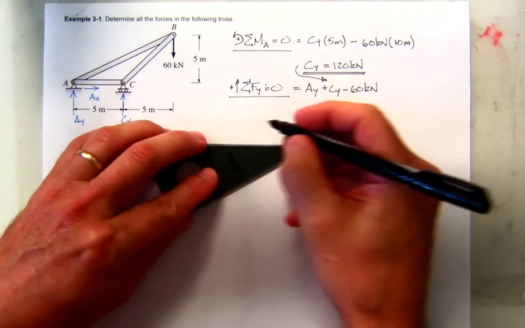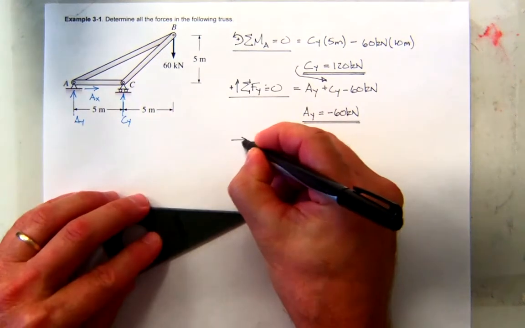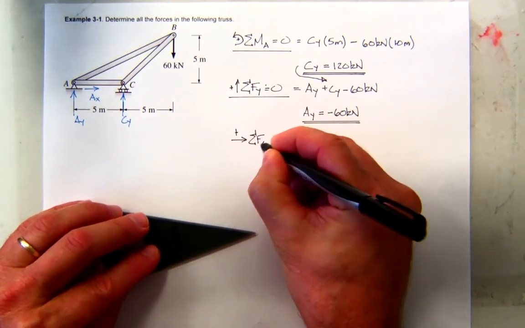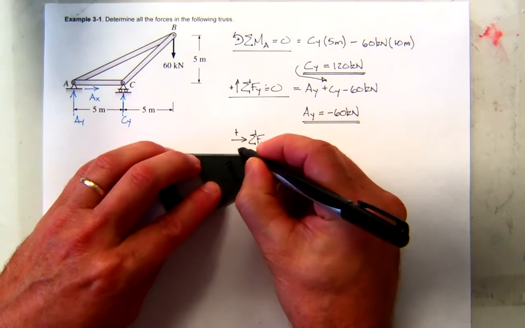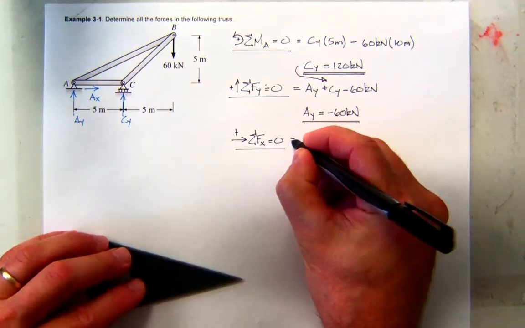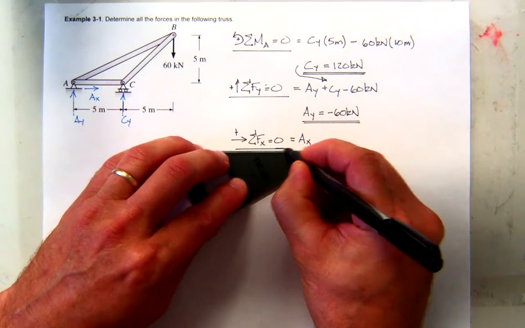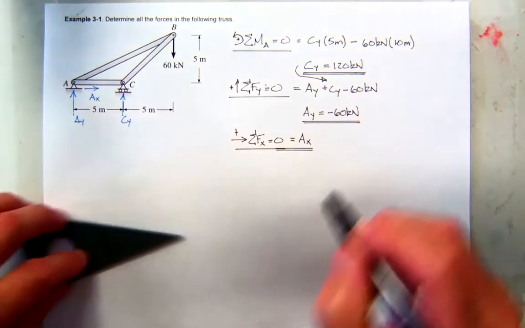And then just to finish this off, I'll sum forces in the X direction. And in this case, all we have is AX. So that's just 0. So I got 3 of my unknowns pretty quickly.